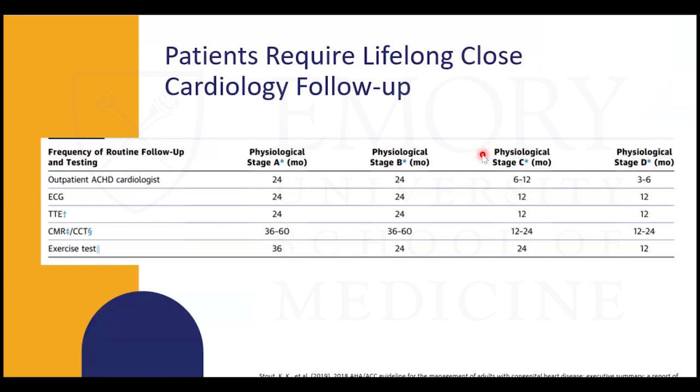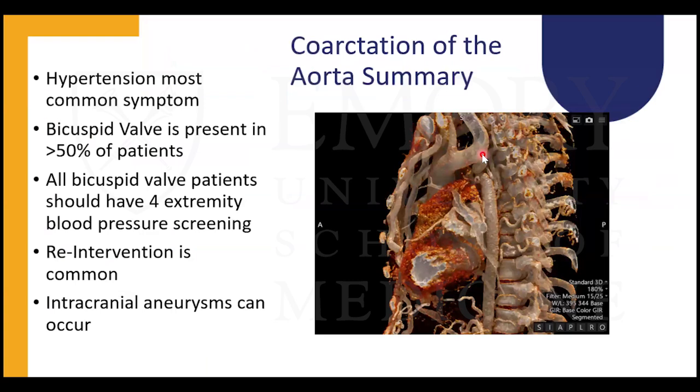These patients require lifelong cardiology follow-up for monitoring of the complications of aortic coarctation, and the rate of follow-up and imaging is dependent on their physiological stage. So in summary, hypertension is a very common complication. Bicuspid valves are associated with aortic coarctation at very high rates, and all patients with a bicuspid valve also need screening for aortic coarctation. Reintervention is common, and intracranial aneurysms can occur.